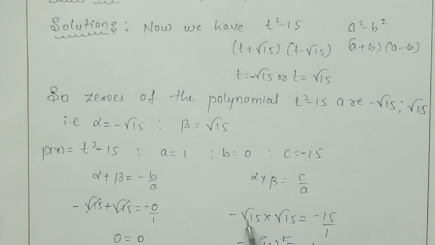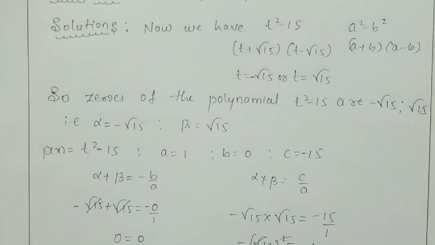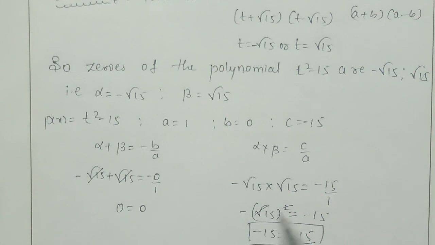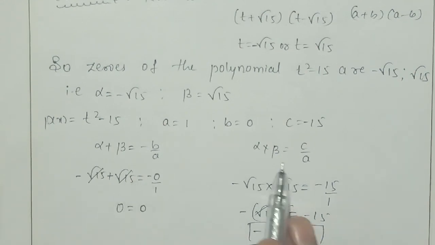Okay, next, minus root 15 into root 15. Root 15 into root 15 you can write as root 15 whole square, because here two root 15s are there, which equals minus 15 by 1, that is minus 15 only. Okay, next the square root, these two get cancelled. Then you can write minus as it is, 15 as it is, which equals minus 15. Hence verified the sum of the zeros and also verified the product of the zeros, right?